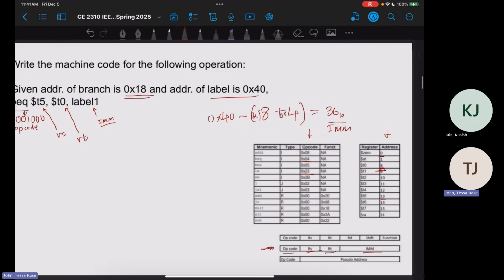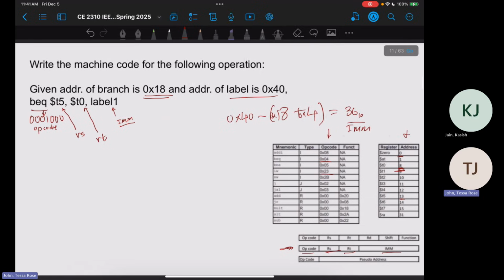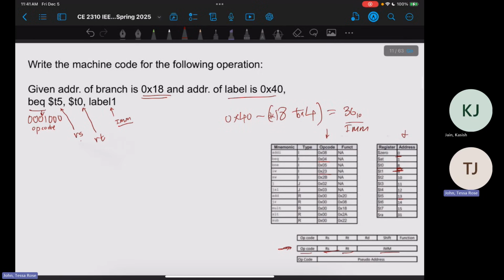And so again, same thing as before. These two should be given. $5 is 13, so that's 0, 1, 1, 0, 1. $t0 is 8, so it's 0, 1, 0, 0, 0. And the IMM, you just convert this into decimal, and you do the padding of the zeros until it becomes 16-bit. Did you say that we chop the 2 zeros at the end?